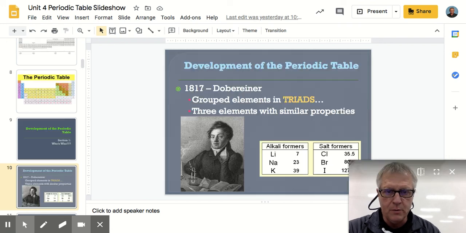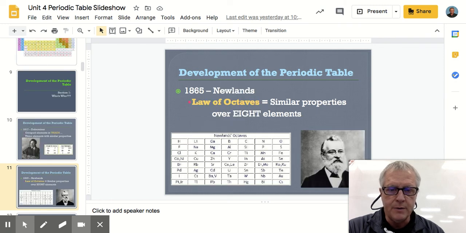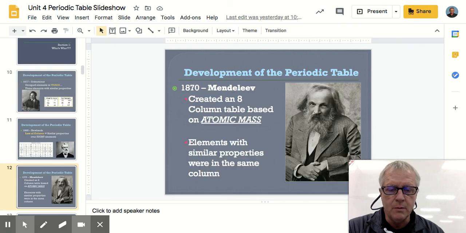Now, there were some historical figures that played a role in what has now become the modern day periodic table. This goes back really to the early 1800s. Oberreiner and some of these investigators would take a look at the elements that had been discovered and what they knew about those elements and their properties, and then began to group them according to elements that had similar properties.